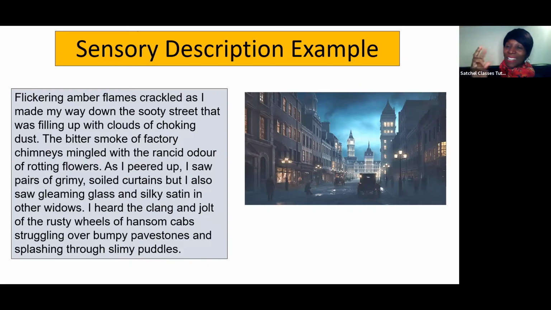counterpoised and intertwined, and then the sense of hearing, auditory description with a jolt and a clang, but also again appealing or repelling a sense of touch with the slimy and bumpy puddles and pavestones. So I've really tried to integrate all five senses into that piece of description to make it really vivid and exciting for readers, so that they really feel as though they're right there in the middle of this London Victorian street.